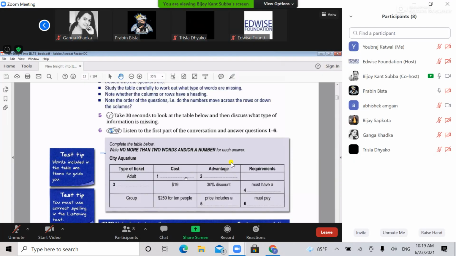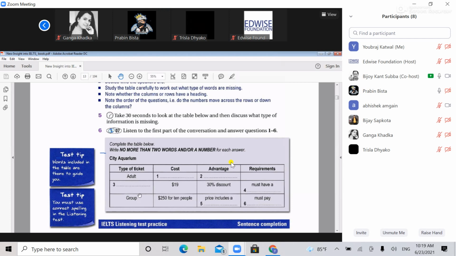So what will the adult ticket cost, sir? What would be the advantage of taking this? Number 3, the name of the ticket. You'll also listen to this. Okay, cost $19, 30% discount. But then you must have something that's mentioned, group. That's for a group. Price includes something and must pay something.